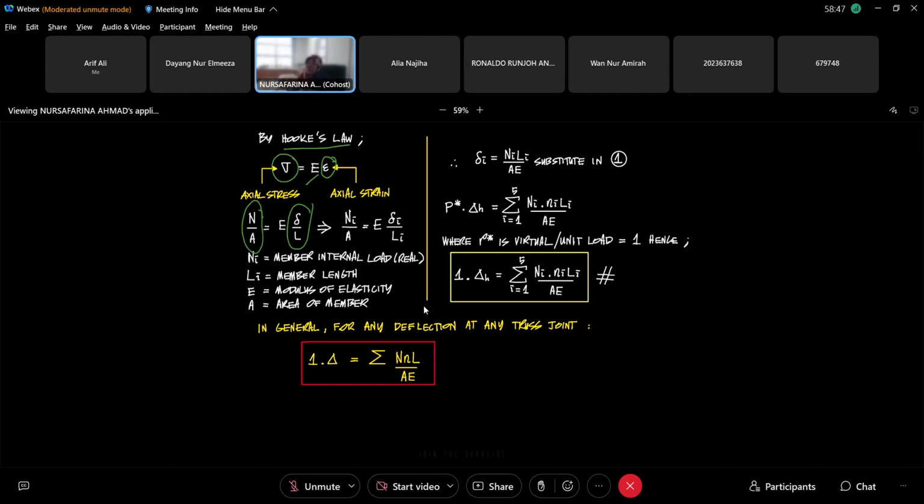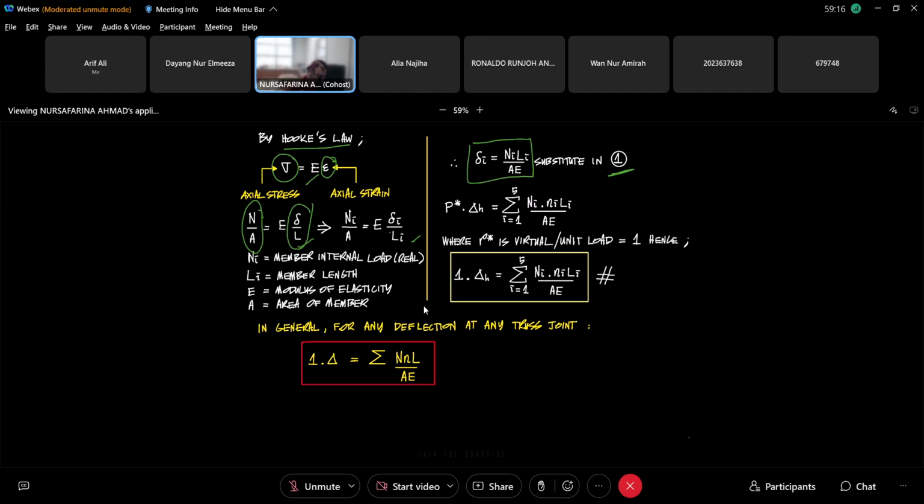What we call elongation is a deflection or displacement. Elongation or shortening means perubahan, divided by the original length. So by the substitution of this equation into equation number 1, which is the previous equation, so therefore, this equation kita guna based on here.